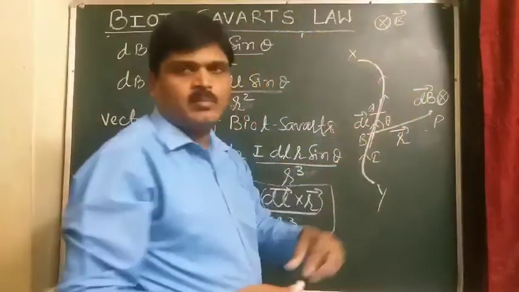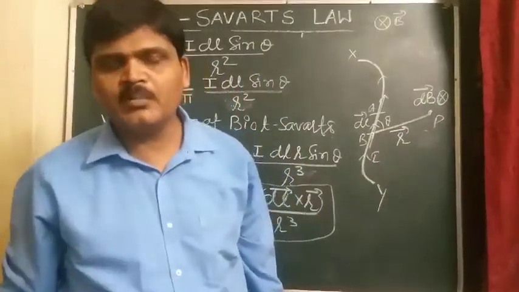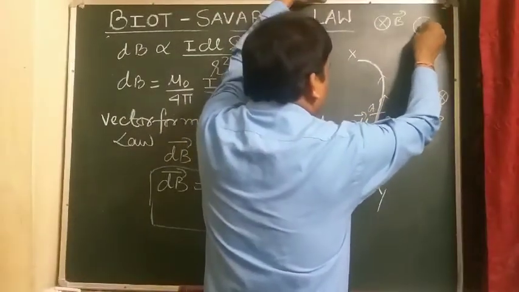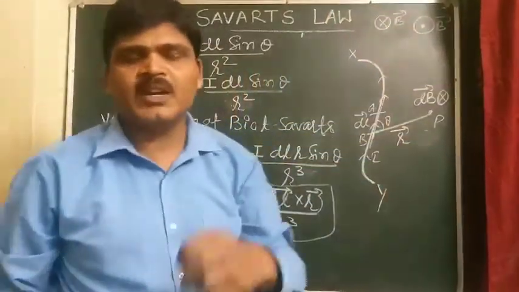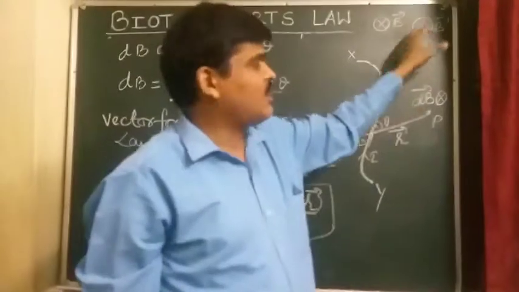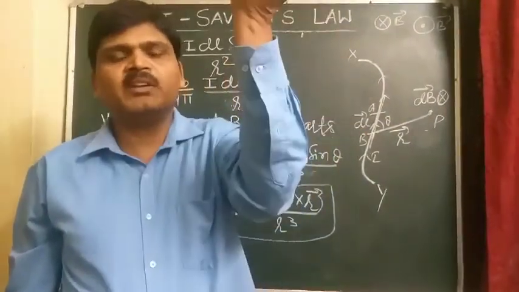And if the direction of the magnetic field is coming out of the plane of the paper, it is denoted by a dot. So a cross represents the direction of the magnetic field into the plane of the paper, and a dot represents the direction of the magnetic field coming out of the plane of the paper.